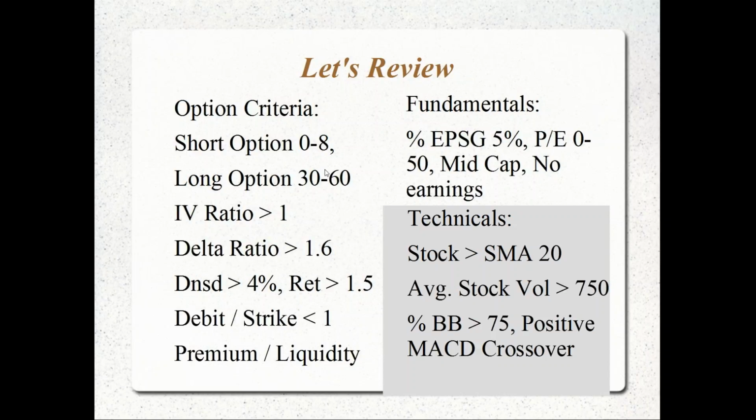Okay, when this was just with the weeklies, you're looking for a short option that was 5 days, 7 days out in time. But that long option, you want to be 30 to 60 days out or more in that range to give you those 3 cycles. We still want an IV ratio of greater than 1. You want a delta ratio of greater than 1.6 on the diagonal. The downside you can absolutely increase, but you want at least a 4% downside protection. And of course, for the shorter term, we look at 1.5%. And most importantly, the debit to strike difference ratio of less than 1.